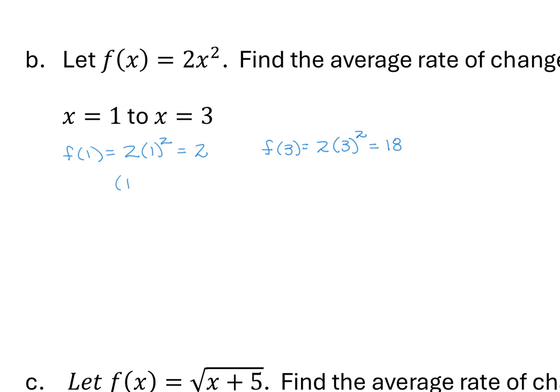And so my 2 points are 1, 2, my x and my y. And we have another point 3, 18. We have x is 3, y is 18. And then we can find our slope. So we're going to do y2 minus y1 over x2 minus x1. We get 16 over 2, which is equal to 8. And you're done.